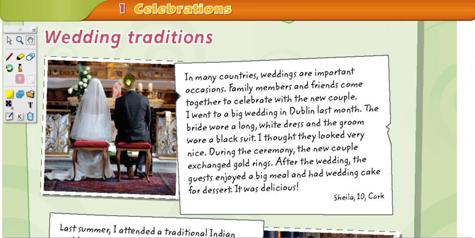In many countries, weddings are important occasions. Family members and friends come together to celebrate with a new couple. I went to a wedding in Dublin last month. The bride wore a long white dress and the groom wore a black suit. I thought they looked very nice during the ceremony. The new couple exchanged gold rings. After the wedding, the guests enjoyed a big meal and had wedding cake for dessert. It was delicious. Sheila wrote this. She's 10 years old from Cork.